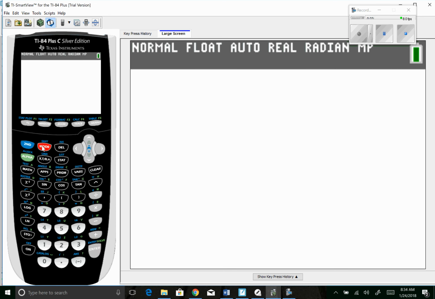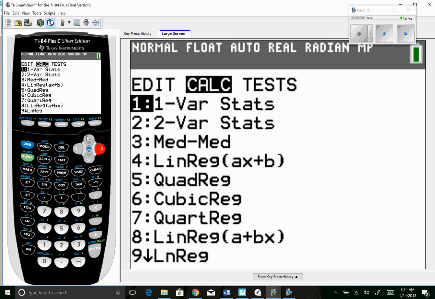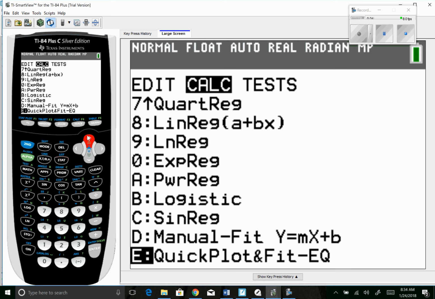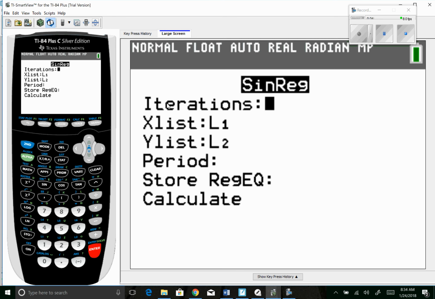So what I'm going to do is go into stat, go over to calculate, because now I want to calculate something, and I want to either scroll up or scroll down until I get to sine regression, and then hit enter. Remember, the iterations part we don't need to worry about, just leave it at 3. Period, we do have to type in. So if you have the new calculator like I have here, it's kind of easier setup. You just have to type in the 365 there.